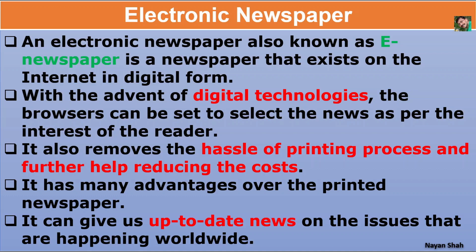Electronic newspaper can give us up-to-date news. That is what even the last point we discussed, on the issues that are happening worldwide. And remember, that is again very important: worldwide. Because physical newspapers are not able to cover everything happening around the world. Though they cover most of the things, if you want some specific country or specific city news, you may not find it in a physical newspaper, and for that the best is to refer to an electronic newspaper.